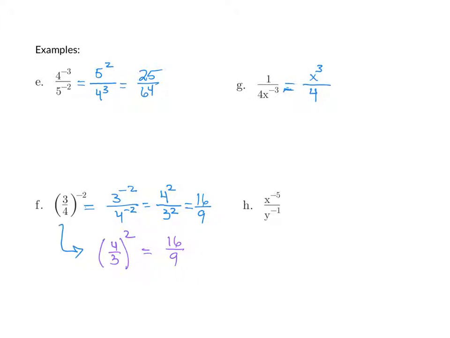If we go to example H, it is a lot like example E. It's just a matter of moving things across the division bar. So x to the negative 5th, in order to rewrite with a positive exponent, we want to move it down to the bottom. Y to the negative 1, since it's on the bottom, we want to move it up to the top, and it becomes y to the 1st. Or remember that we can write that as just y. All right, that takes care of our examples for this section.